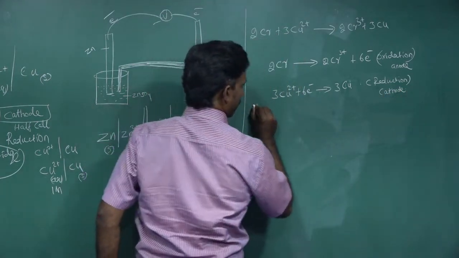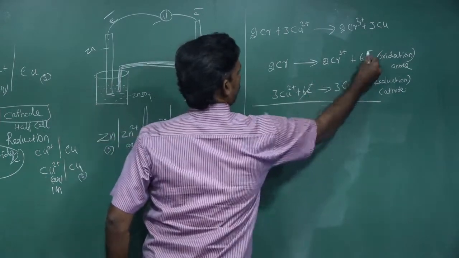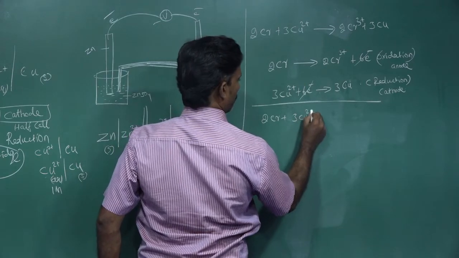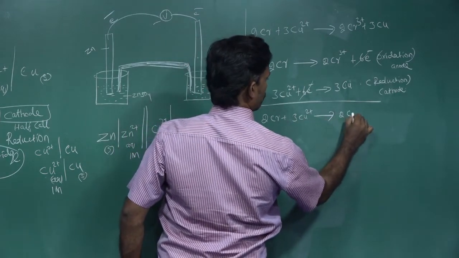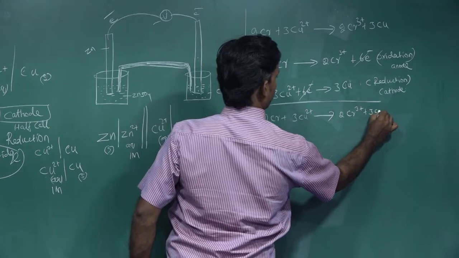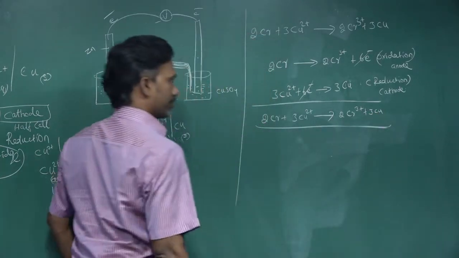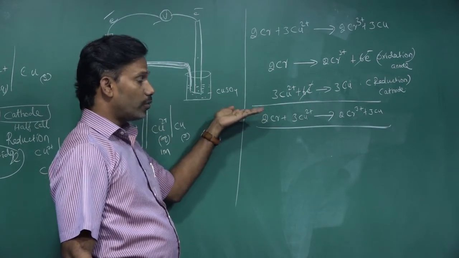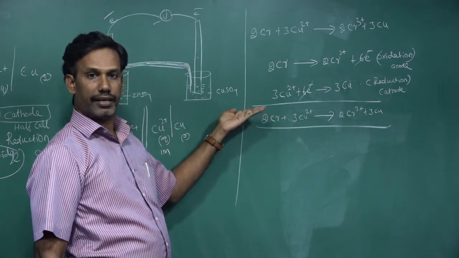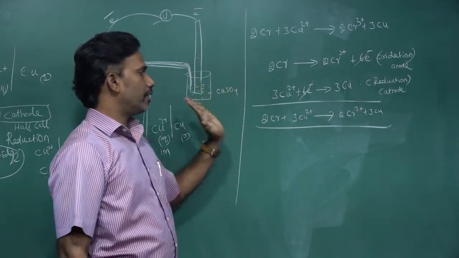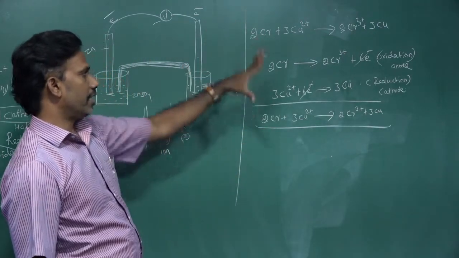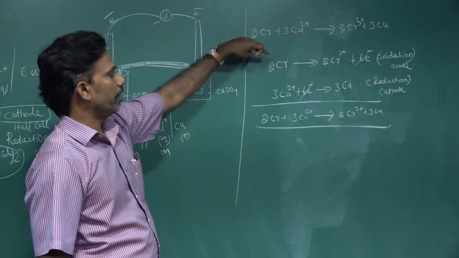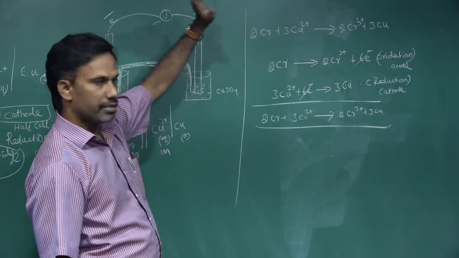So what is the overall reaction? This is 2Cr + 3Cu2+ gives 2Cr3+ + 3Cu. This is the overall reaction. Still, we have written only the cell reaction, not the cell notation. Now I am going to write the cell notation. After seeing these chemical reactions, let me conclude that here chromium is oxidized, whereas copper is reduced.